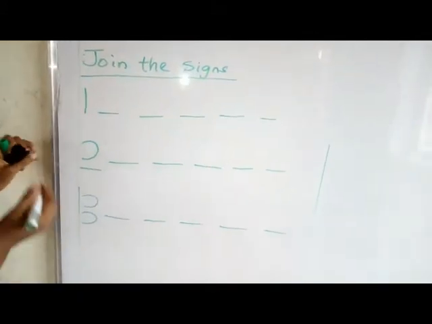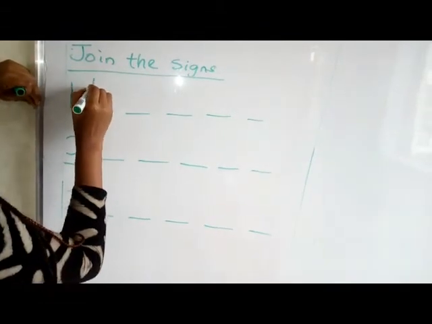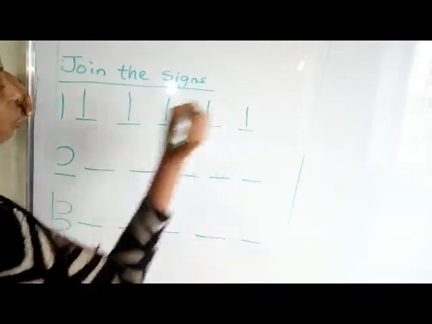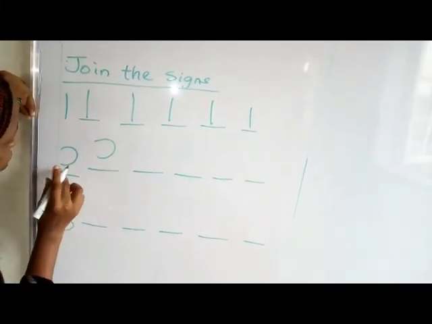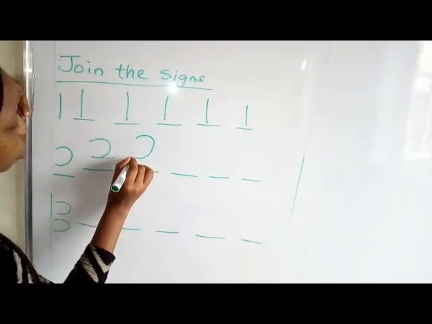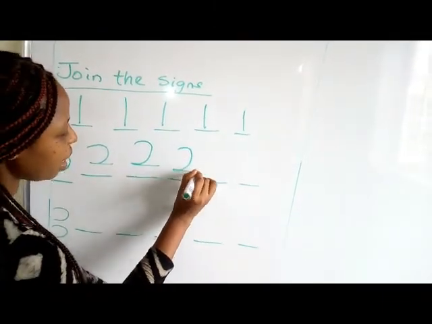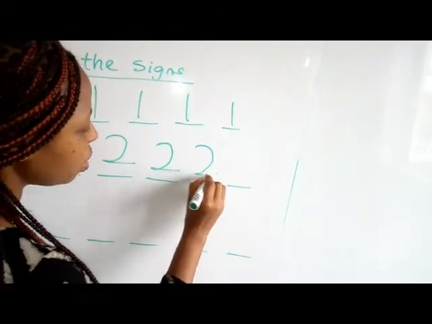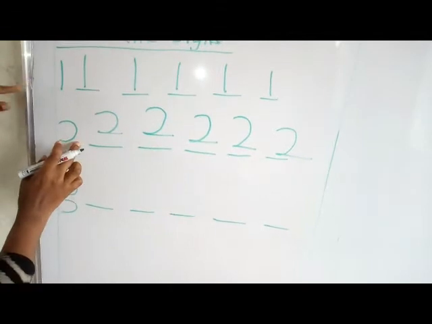Now let me show you an example. This is number 1. You give me a stroke, a stroke, a stroke. Now number 2, you have your front curve, then you come and you join this dash. You do it again, your front curve, you join your dash. That gives you number 2. A front curve and you join your dash. This gives you number 2.